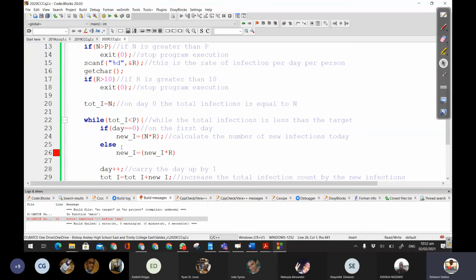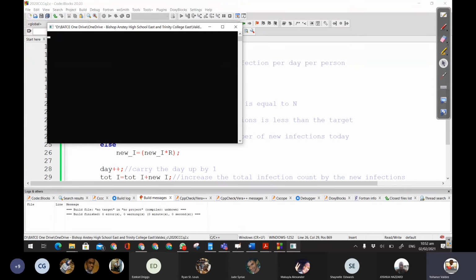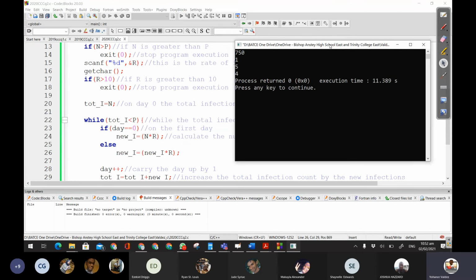Okay, so let's test it with their numbers, right? 750, one, and that one person infects 5 persons every day. After 4 days, we will have gotten to the point where we can come out. So it's the same thing that we said.